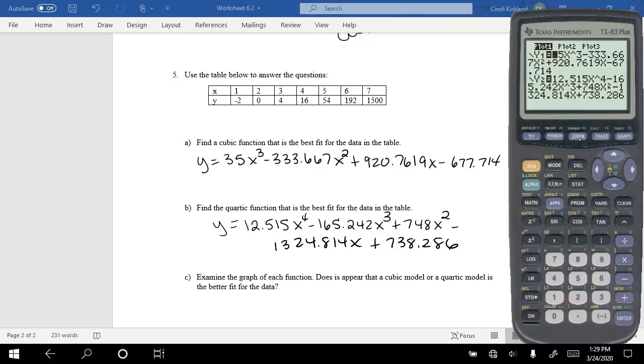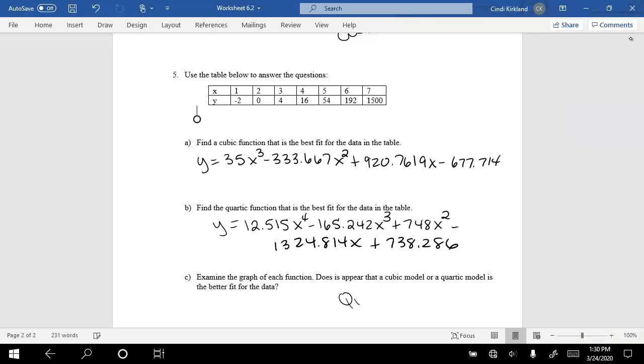Now I'm going to hit zoom 9. Y1, which is my cubic function, is graphing first. It's not coming very close to the data, is it? The second function that is being graphed comes from Y2, which is my quartic function. So does it appear that a cubic model or a quartic model is the best fit for the data? Definitely the quartic.